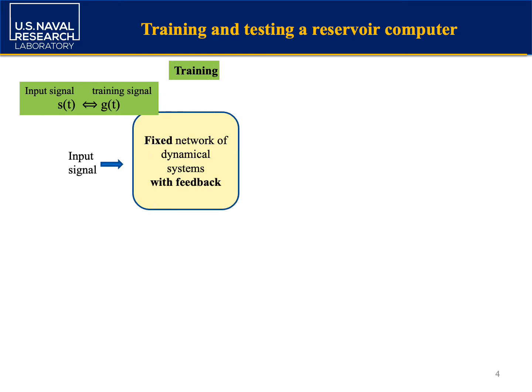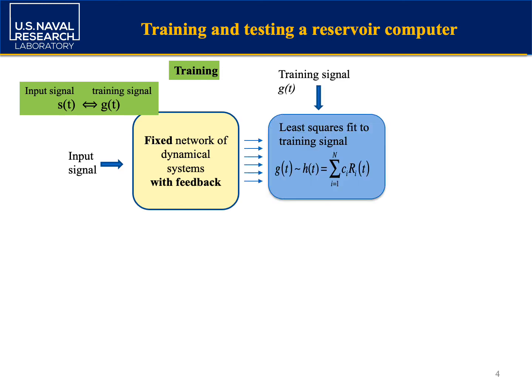So in training and testing a reservoir computer, we have an input signal and a training signal. We start out with a fixed network of dynamical systems, and there is feedback in that network. We take node signals, these signals R sub I, and do a least squares fit to approximate our training signal. We get a set of fit coefficients from that training. The output of the training is then that set of fit coefficients.